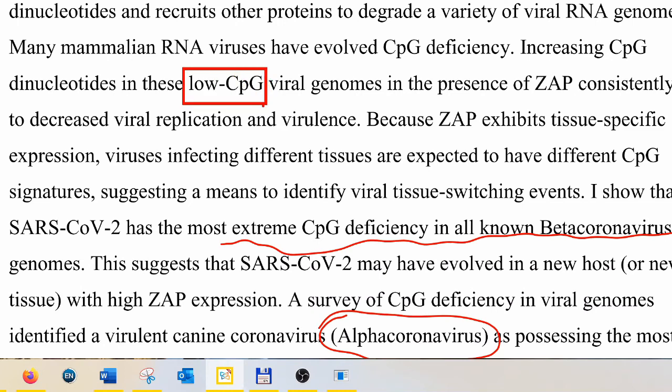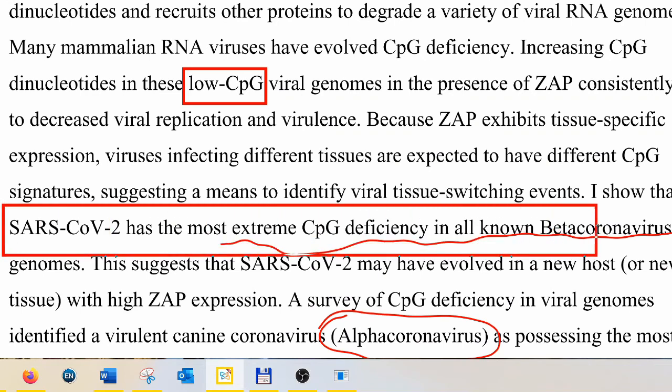However, in SARS-CoV-2, extremely low CpG frequency is found. Here it is. Yeah. So SARS-CoV-2 has the most extreme deficiency among all beta coronaviruses. And it suggests that SARS-CoV-2 may have evolved in a new host or new tissues, being transferred from tissue to tissue and so on. That would result in the high CpG deficiency in the virus, as stated in this paper.